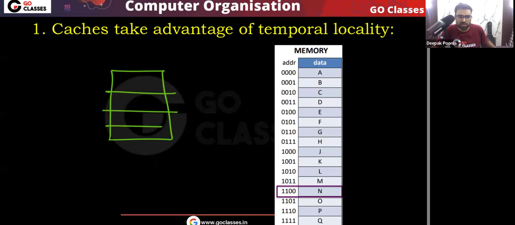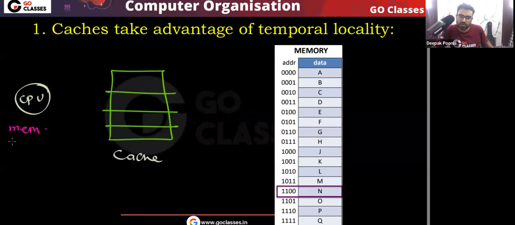We already know that cache memory is logically divided into lines, and the line size is equal to block size. So this is the cache memory, and this is the CPU. Now let's assume initially the cache memory is empty, and this CPU wants to access this memory location. This CPU will generate the memory address, let's assume that is 1100. So the CPU wants to access this memory location which contains the data n, and this is the memory address, that is 1100. And remember, in our computer system we have a memory hierarchy.